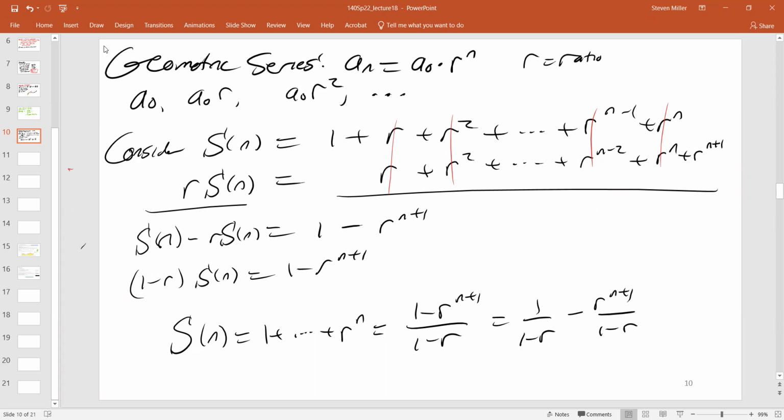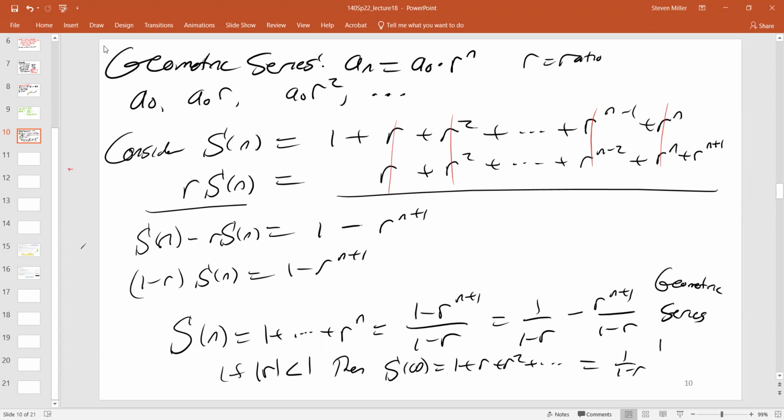The absolute value. So if the absolute value of r is less than 1, then let's call it S infinity, which is 1 plus r plus r squared plus dot, dot, dot, is just 1 over 1 minus r. And this is the geometric series formula. This is one of the most important formulas in mathematics. It allows us to evaluate an infinite sum exactly.